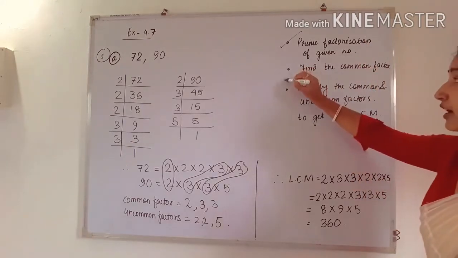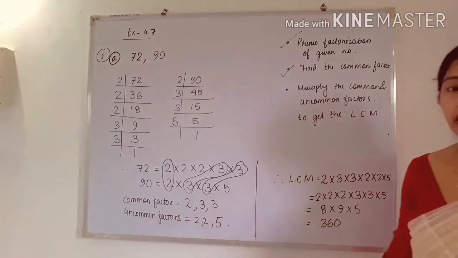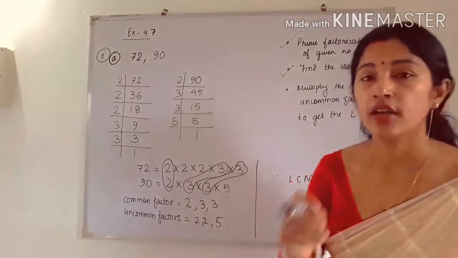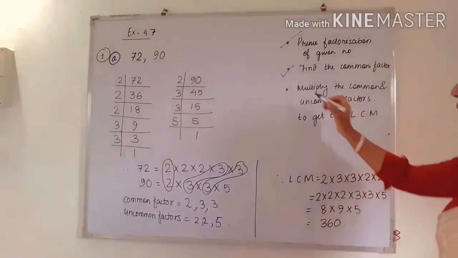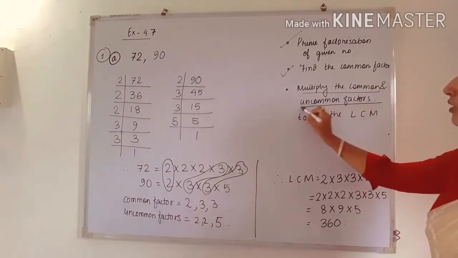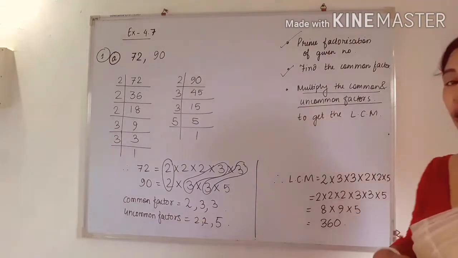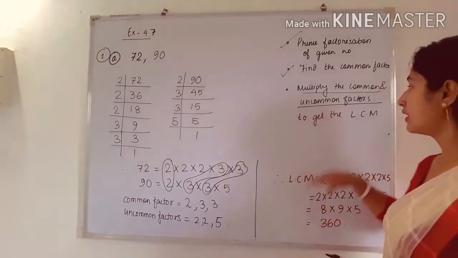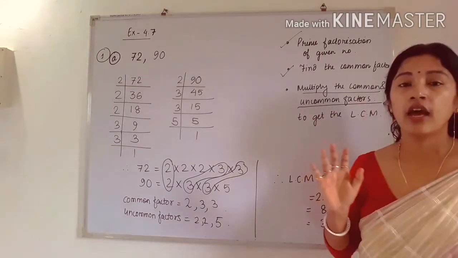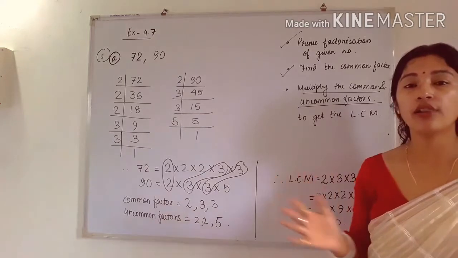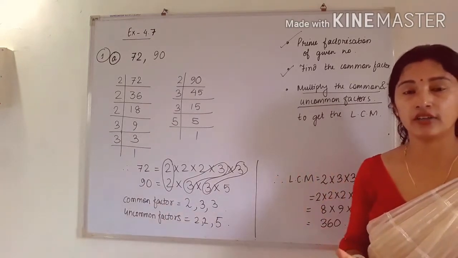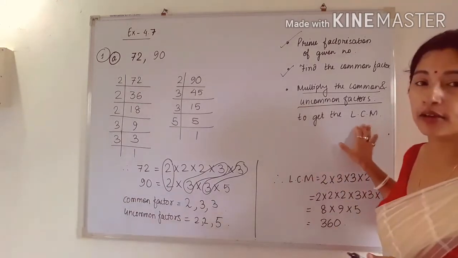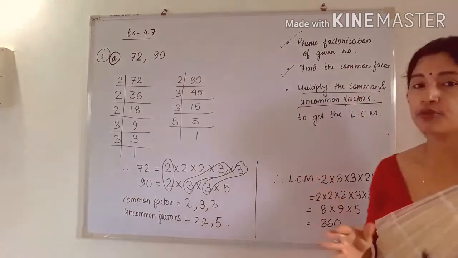Next you have to find the common factors. Next, what we have to do? Multiply the common factors and uncommon factors also. Which are common, you have to take out and write the common factors. Then next you have to write the uncommon factors, and lastly you have to multiply all the common with uncommon factors. Then finally we get the LCM. So these are the 3 steps you have to follow.